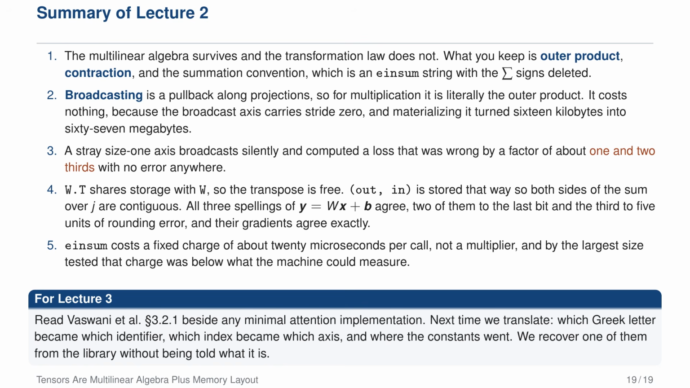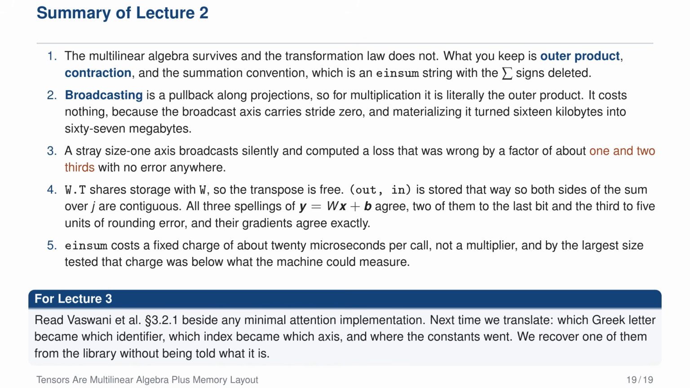First, the multilinear algebra survives and the transformation law does not. What you keep is the outer product, contraction, and the summation convention. That convention is an einsum string with the summation signs deleted. Second, broadcasting is a pullback along projections. For multiplication, it is literally the outer product. It costs nothing because the broadcast axis carries a stride of 0. Materializing it turned 16 kilobytes into 67 megabytes.